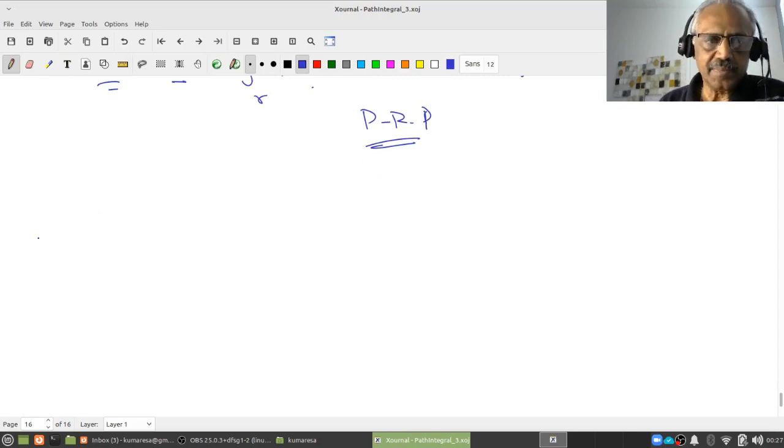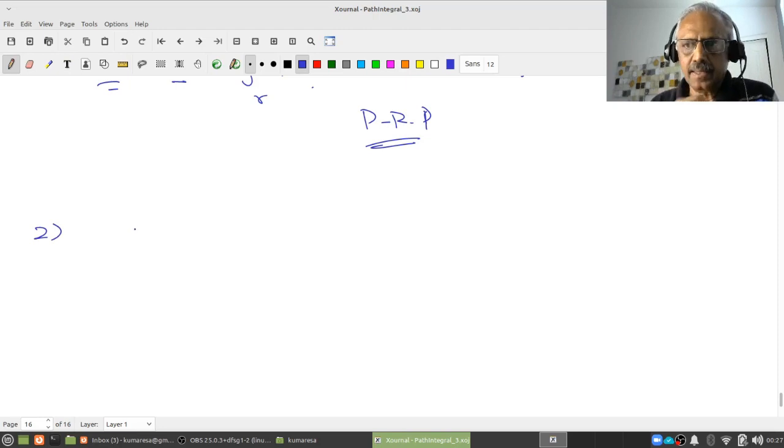What is the second application? Second application is a change of variable. Okay, again a change of variable for path integral.